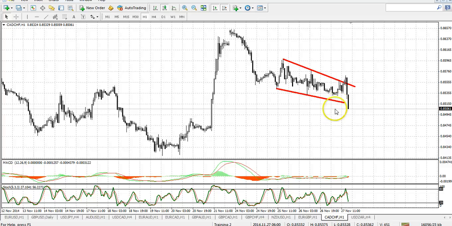This is also tanking quite hard right now. So if you were brave, you should go short, put your stop above here. CAD is really getting hammered right now, and the franc is the strongest currency at the moment, in current performance. So, I don't like trading after the fact.